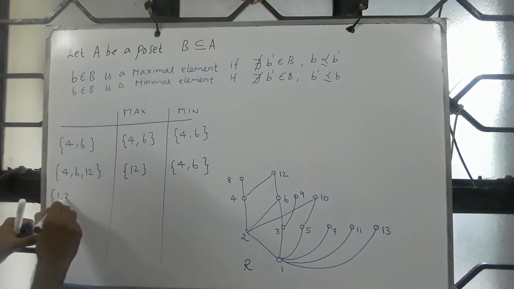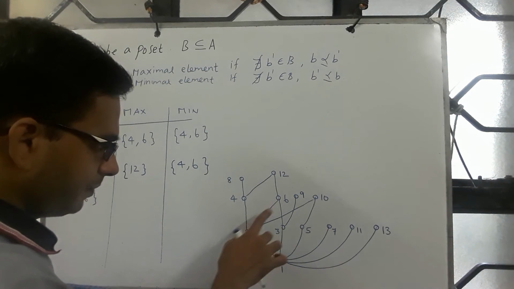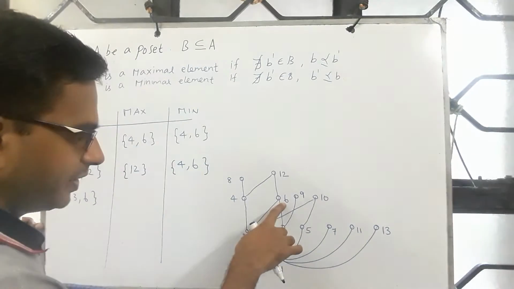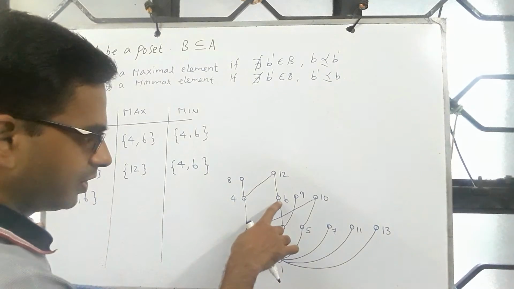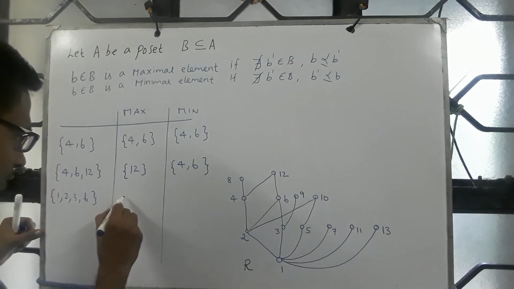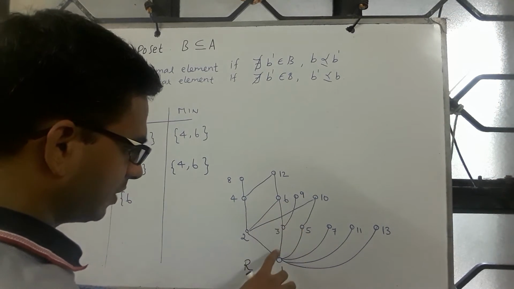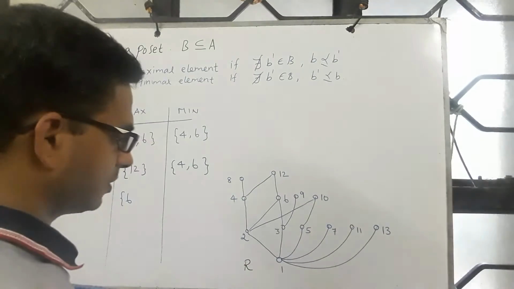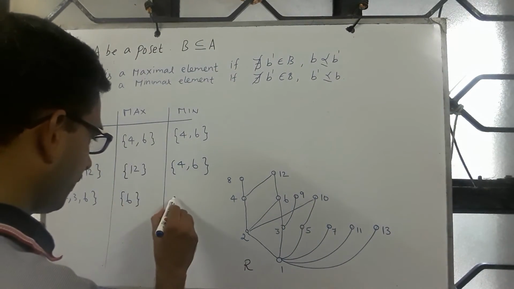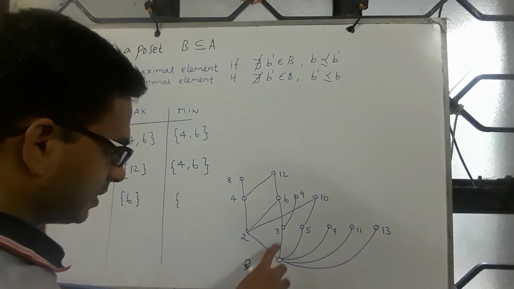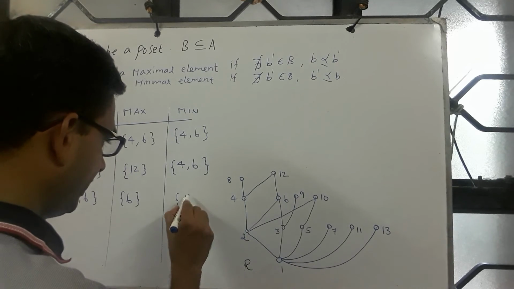Suppose my B is, say, {1, 2, 3, 6}. Now this is my B, and here is an element above this. Is there an element which is part of the set B dominating this? Answer is no. So 6 is maximal. Is 1 maximal? No, because there is something above. Is 3 maximal? No, there is something above. So 6 is maximal. How about minimal? 2 cannot be minimal because 1 is down. 3 cannot be minimal, because 1 is down. So only 1.